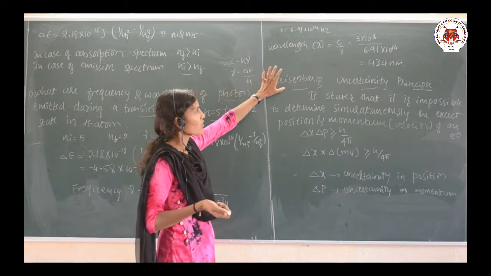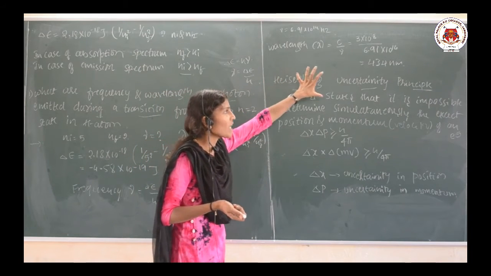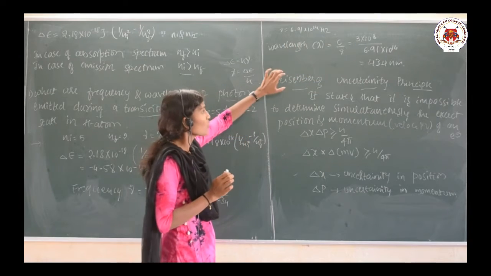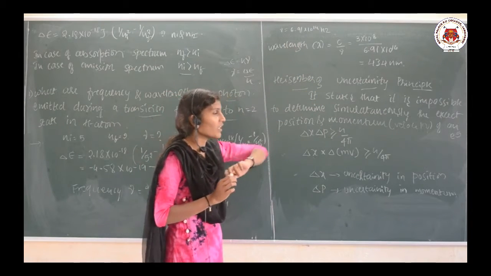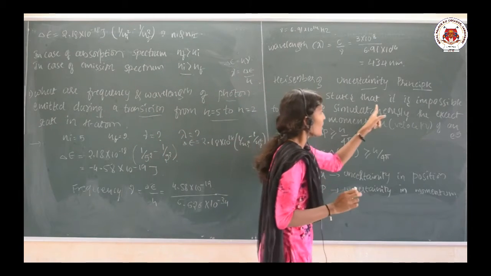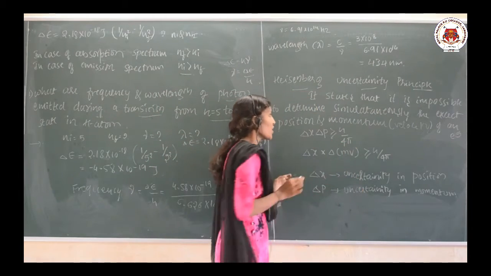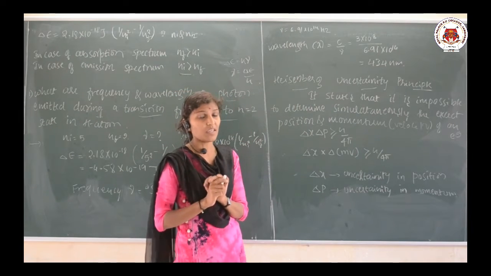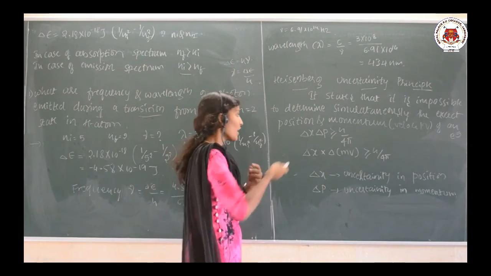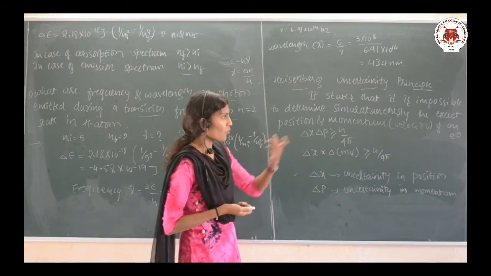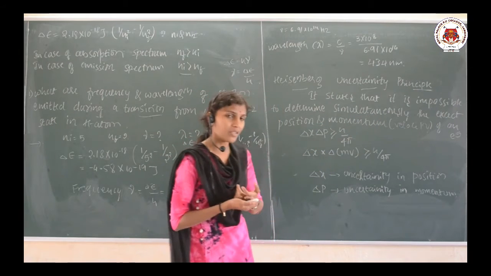That is the concept given by Heisenberg. It is uncertain, we cannot predict exactly. So this is the Heisenberg uncertainty principle. What is the principle? It states that it is impossible to determine simultaneously the exact position and momentum of the electron. Momentum also can be replaced by the term velocity.